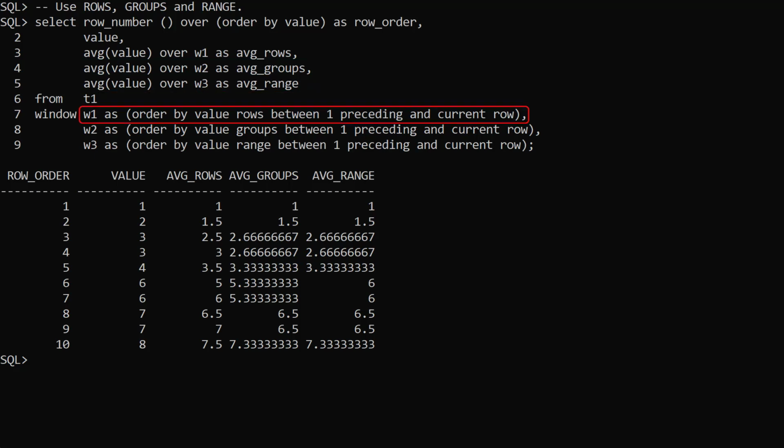The first window uses rows between one preceding and current row. The second uses groups between one preceding and current row. The third uses range between one preceding and current row.